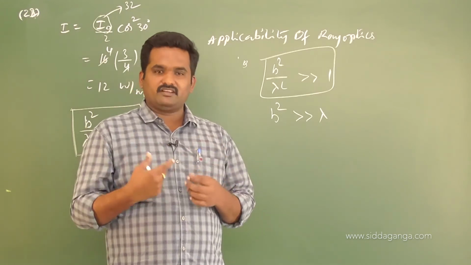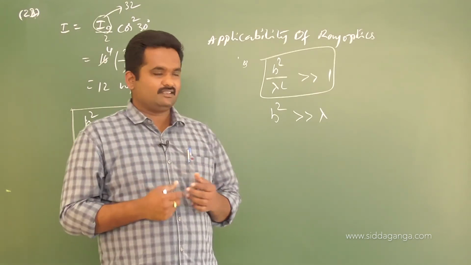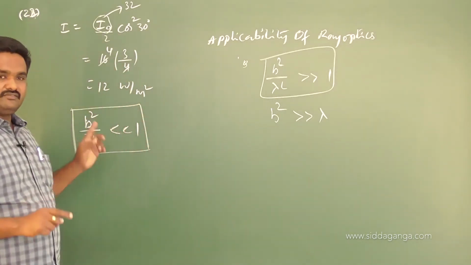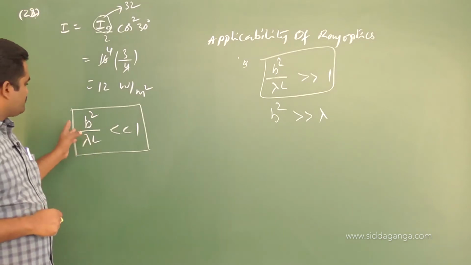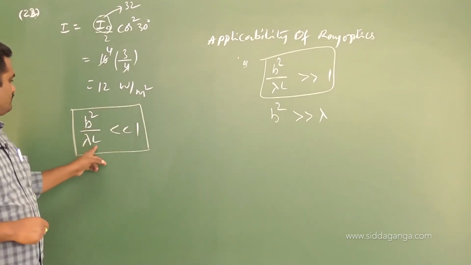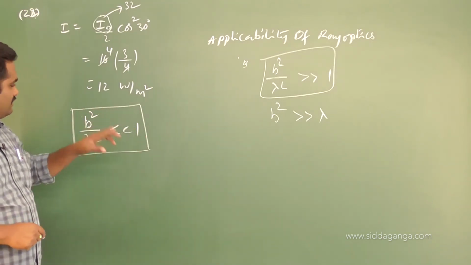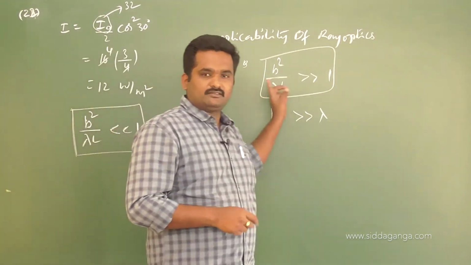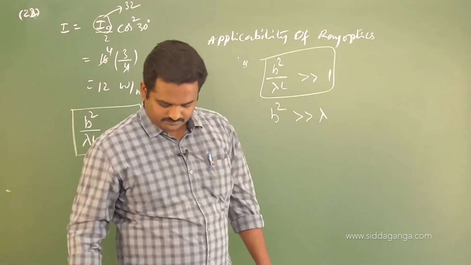Their applicability of wave optics is going to be considered for what? Study of the diffraction phenomena. So this is a condition you have to remember: B square by L lambda much less than 1 is the validity of wave optics, and this is the validity of ray optics. You just keep these two points in your mind.